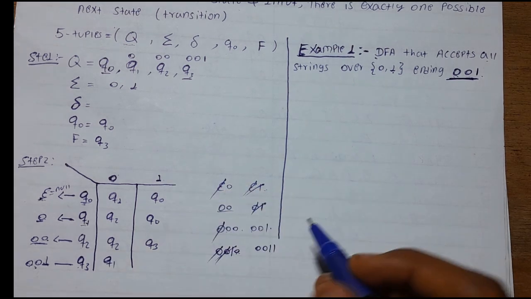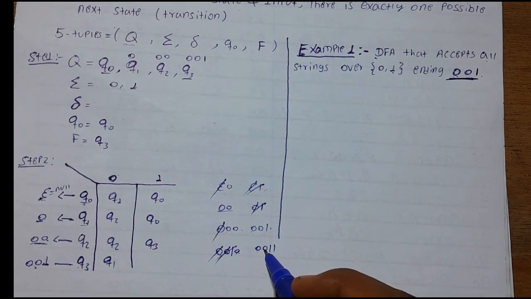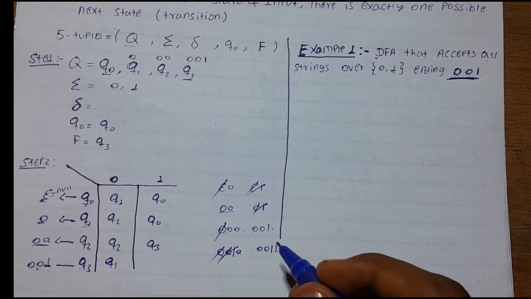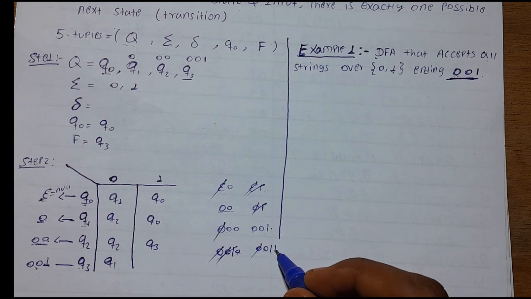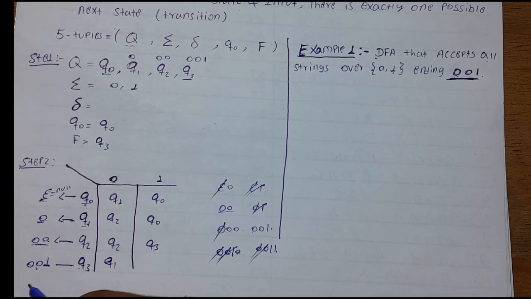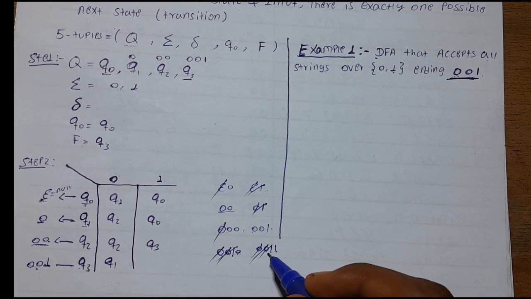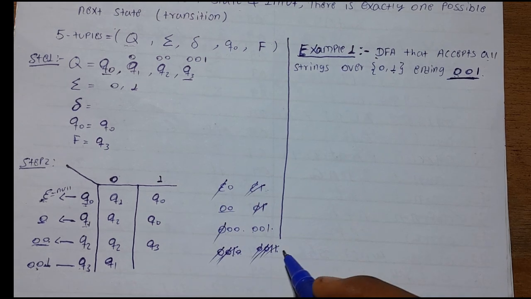And when getting the input 1, we'll check if 0011 is present here. No, we'll cancel 0. And is 011 present here? No. Is 11 present? No. Is 1 present? No, which is null, so Q0.